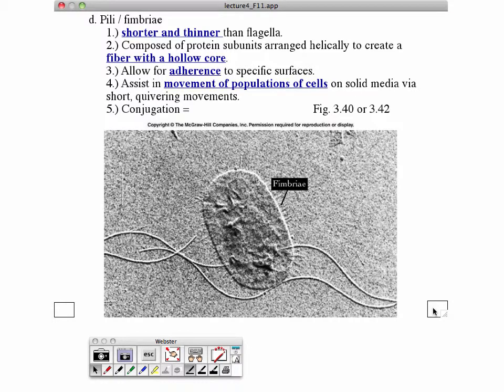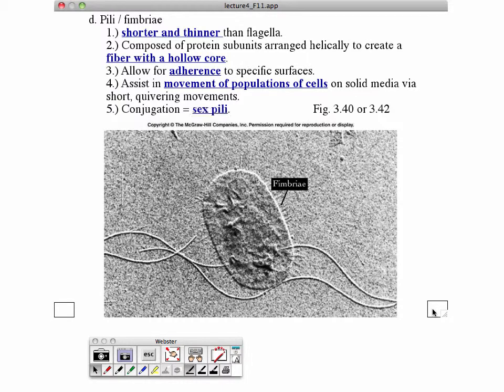So these are going to allow them to adhere to specific surfaces. The other thing that they do is a weird kind of motion, actually. They can allow this short kind of twitching motion that you see in certain bacterial genera. For example, myxobacteria can move in these short twitching motions across a solid surface. And when they move like that, we call them Wolfpacks. Literally, that is the technical term for it, Wolfpacks. So they move along in these short twitching motions, kind of quivering movements across a solid media surface.